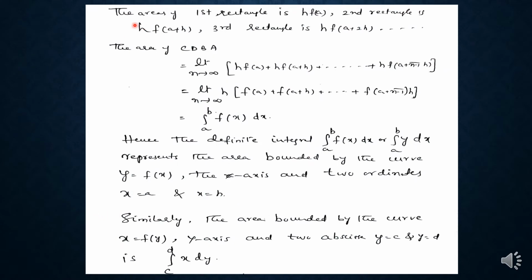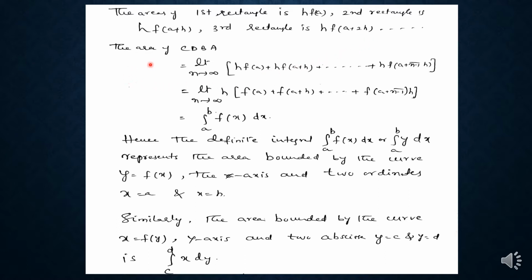So if we take the first small rectangle, the area of the first rectangle is length into breadth. That is, length is f of a and breadth is h, so f of a into h. The area of the second rectangle is h into f of a plus h. The third rectangle is h into f of a plus 2h. And the fourth rectangle is h into f of a plus 3h. Similarly, the nth rectangle is h into f of a plus n minus 1 into h.